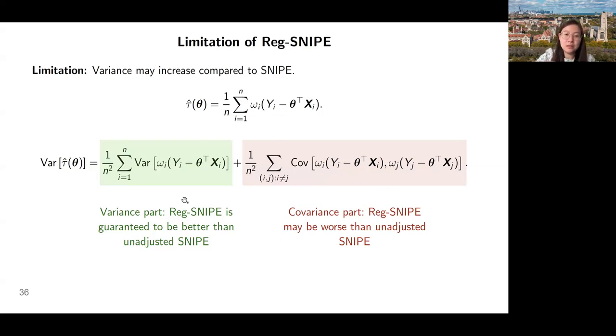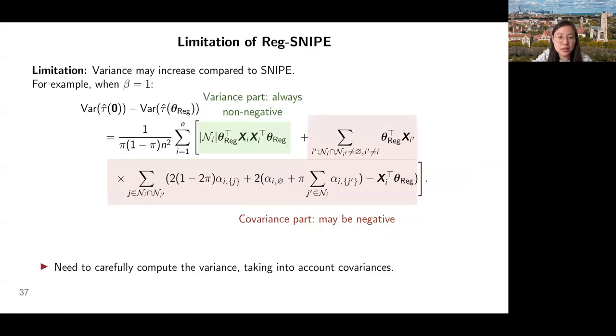The method that we just proposed, we call it RAG-SNIPE, because it's the regression-based covariate adjustment estimator of SNIPE. This is trying to minimize the variance. So this part is guaranteed to be better if we pick the theta from the previous method, but it didn't take into account the covariance part. So the take-home message here is that we should carefully compute the variance, taking into account covariances. This is just an example, with detailed math on figuring out the variance and the covariance difference. You see that this variance part, if you do this regression-based adjustment, is always going to be helpful, but for the covariance part it is hard to say what happens. So we need to take into account covariance.